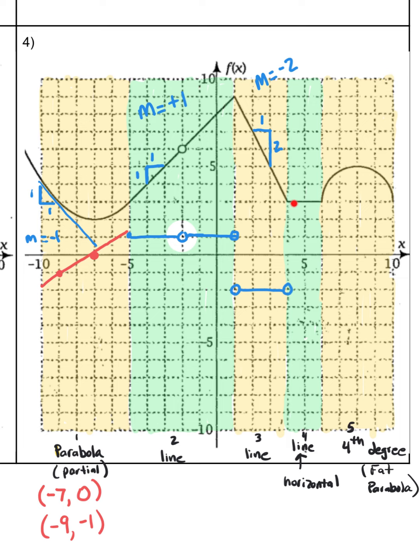This little piece right here is a horizontal line. We know that the slope of a horizontal line is 0. So the derivative of a horizontal line is a horizontal line through 0. There is a cusp here and there's a cusp here. So I need to put in an open circle right here and an open circle right here and a horizontal line through 0.